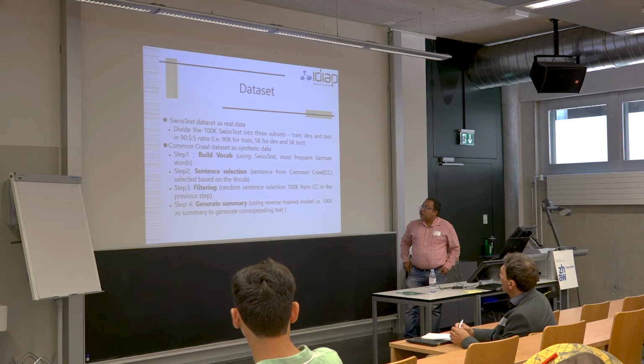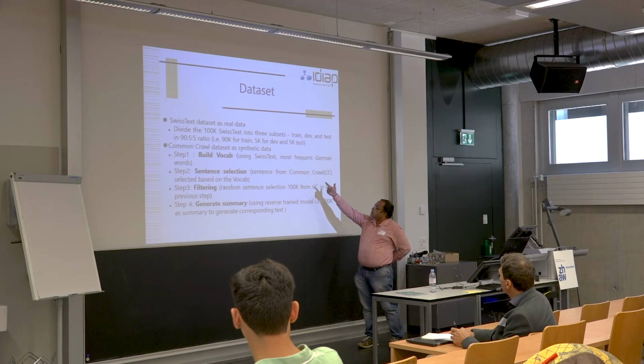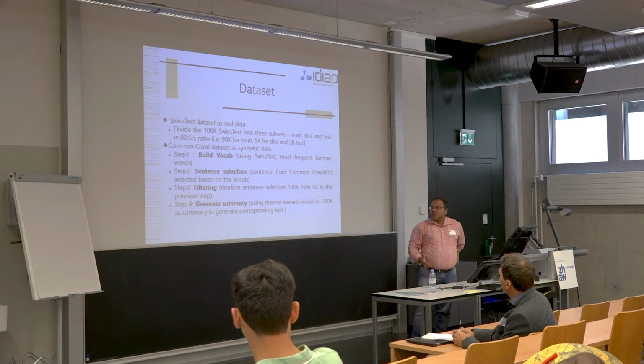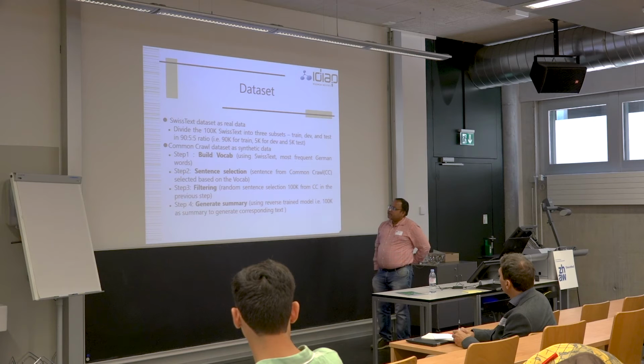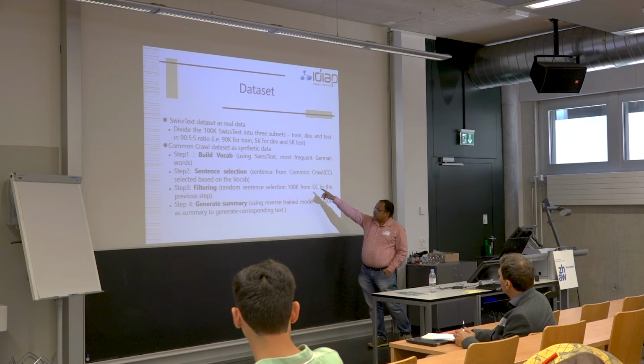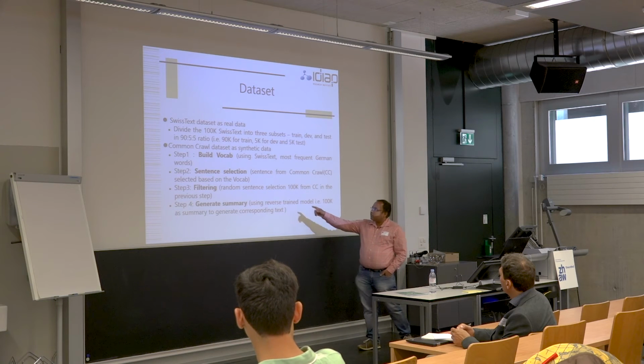The first idea is that we crawl the Common Crawl dataset, and after getting the data, we build the vocabulary. For building the vocabulary, we chose a simple approach: the most frequent German words. We wrote a script to count the words, and with the most frequent words we built the vocabulary. After that comes sentence selection. We select sentences from Common Crawl based on the vocabulary: for each word in the vocabulary, we generate sentences in which at least that word appears.